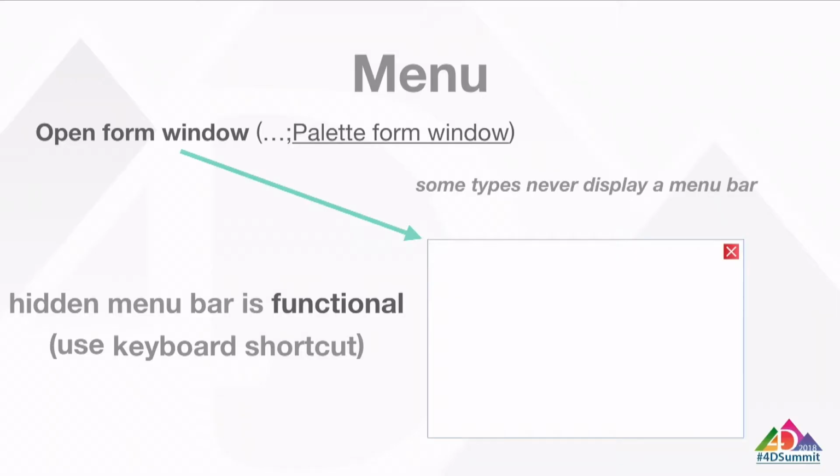All right. The functionality of a menu bar actually applies to windows that can never, by nature, display a menu bar. For example, a palette window cannot display a menu bar, but if you've installed a menu bar by, like I said, associating it to the property or calling set menu bar for the process, then the menu bar, even though it does not exist visually, is still functional.